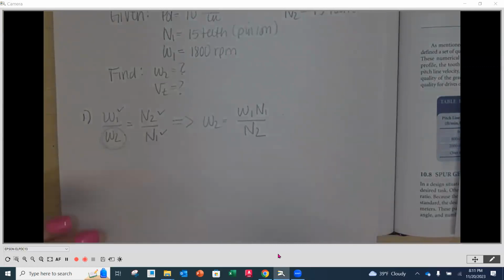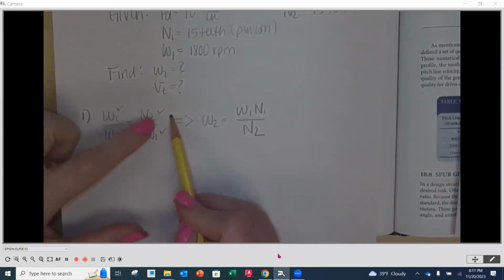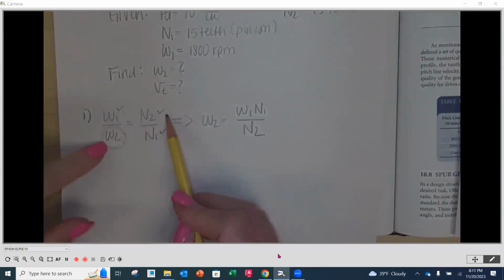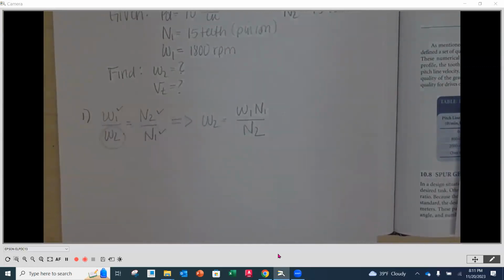So to solve for W2, we've got to get it on top, right? So we need to multiply it up on this side, which means N2 is going to come on the bottom to get W2 by itself. And then N1 has to multiply up on top. So that's my rearrangement there. Make sense?